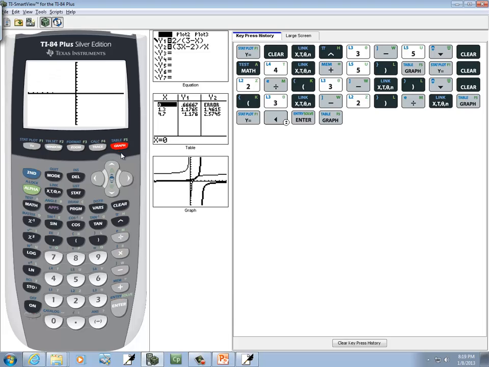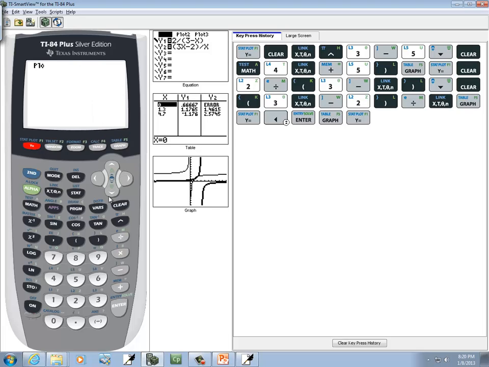Now if I press graph, you see this part right here looks symmetric to the line y is equal to x with regards to this. And this piece up here is symmetric to this thick piece down here. So it is indeed an inverse graphically.